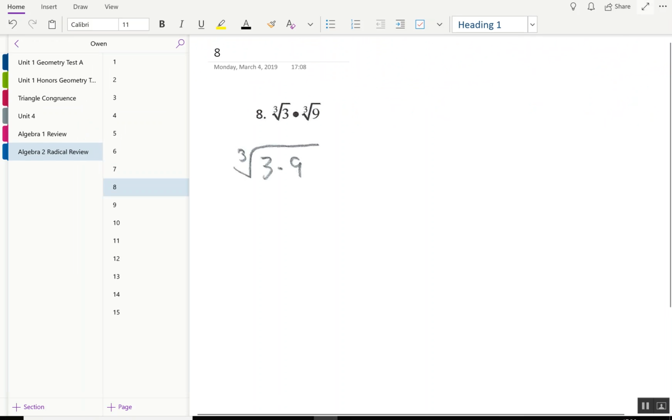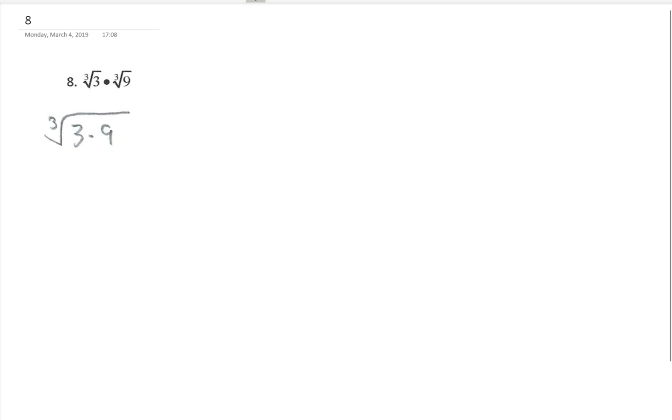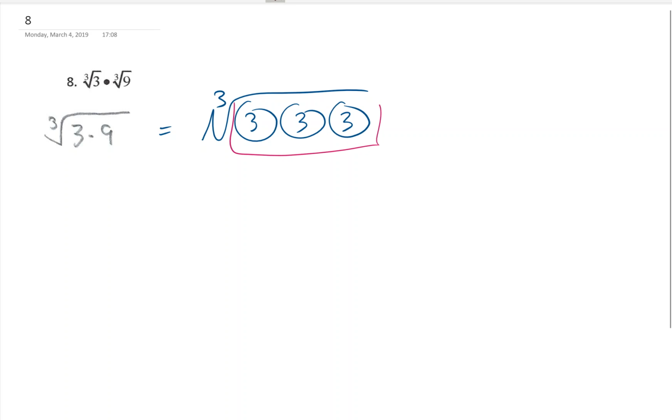Number 8. Okay, same thing over here. You had the right idea. You just continue it. So you have 3, right? And then 9 is 3 times 3. And so since you're taking a cube root of something, the final answer will just be 3.